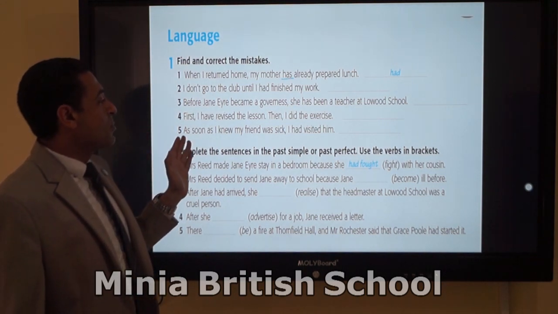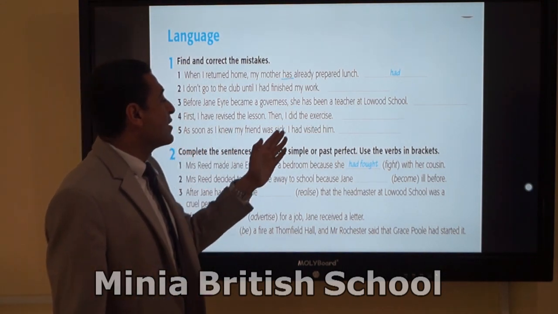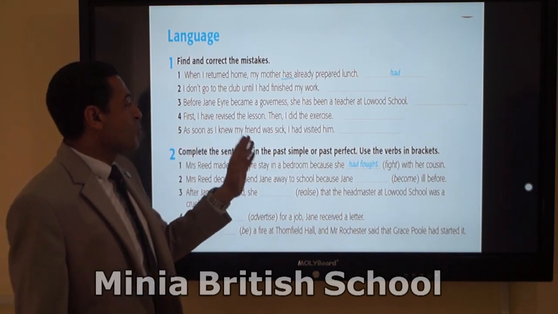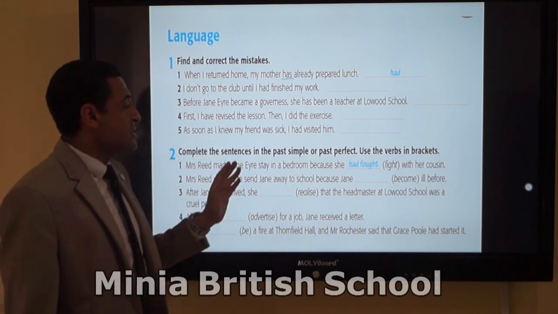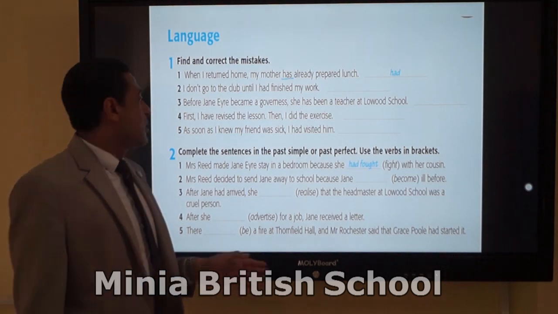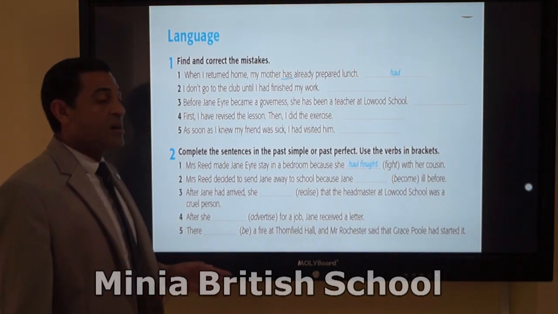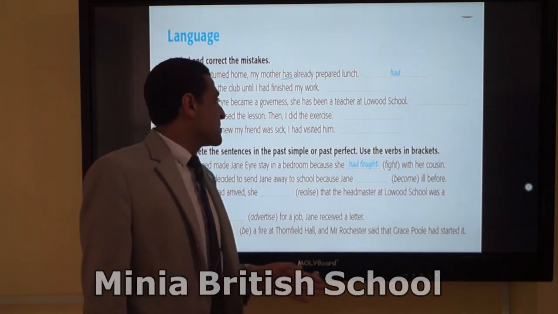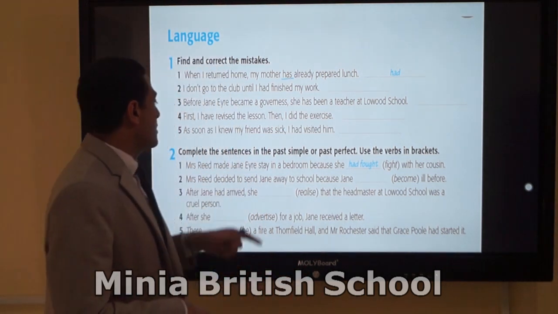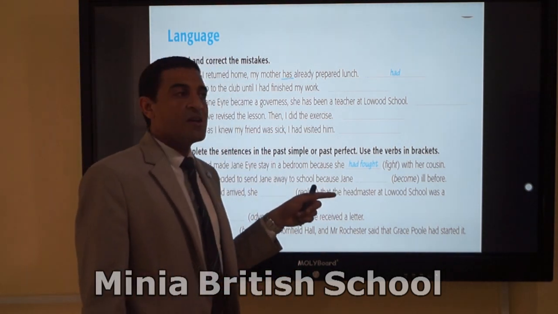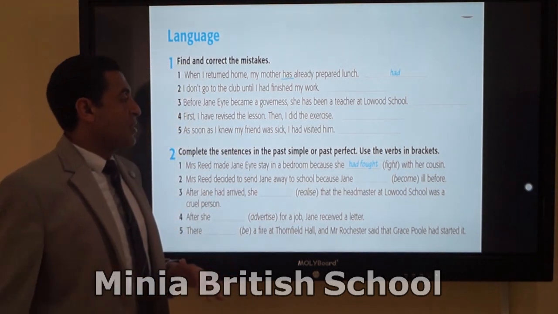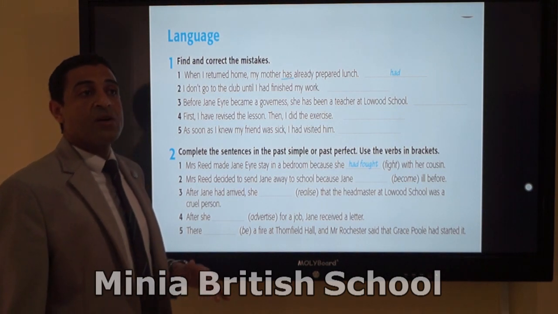As soon as I knew my friend was sick, I had visited him. Is that the correct sentence? No. So here, which action happened first? Did you know that your friend is sick or did you visit him? Of course, I knew that he's sick first. So, as soon as I had known.